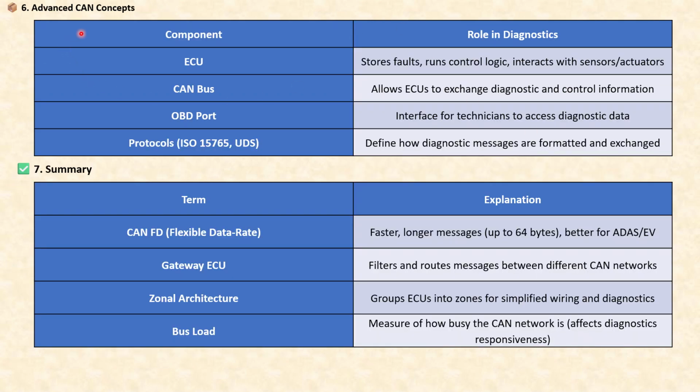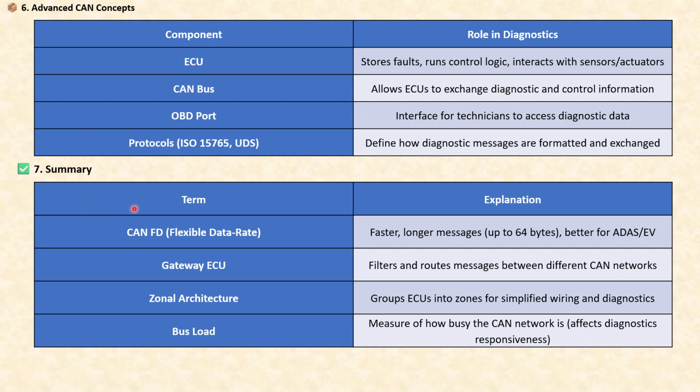Now, what are the various advanced CAN concepts? The ECU stores faults, runs control logic, and interacts with sensors and actuators. The CAN bus allows ECUs to exchange diagnostic and control information. The OBD port is the interface for technicians to access diagnostic data. And the protocols ISO 15765 and UDS are exactly how the diagnostic messages are formatted and exchanged. So I hope all of you got a decent idea about the usage of CAN in diagnostic protocols.